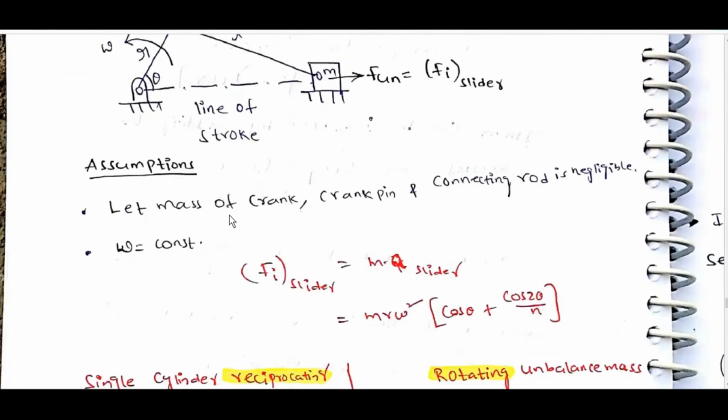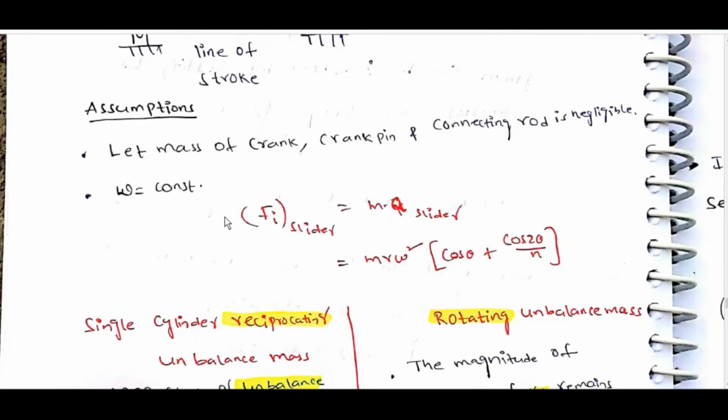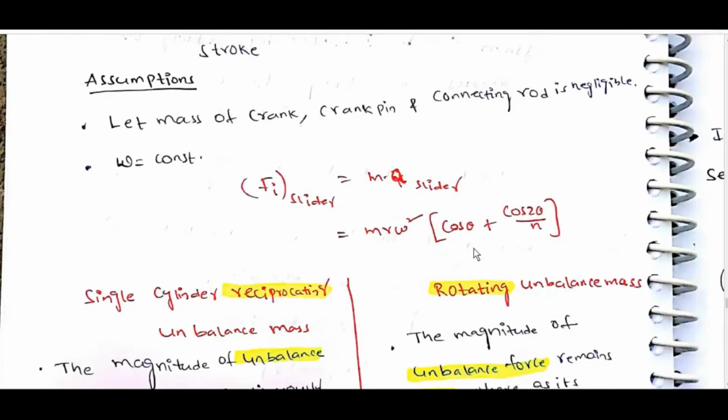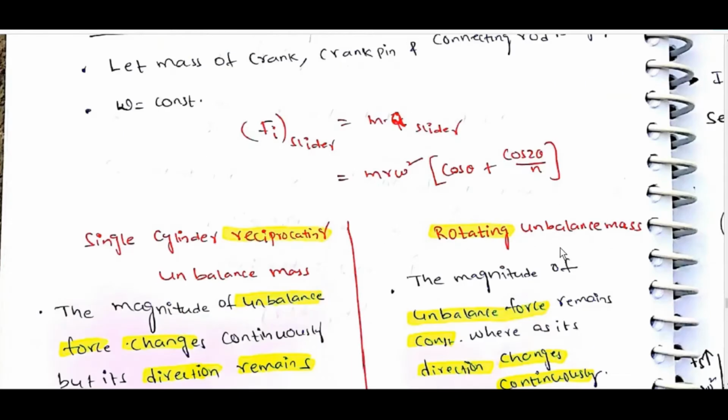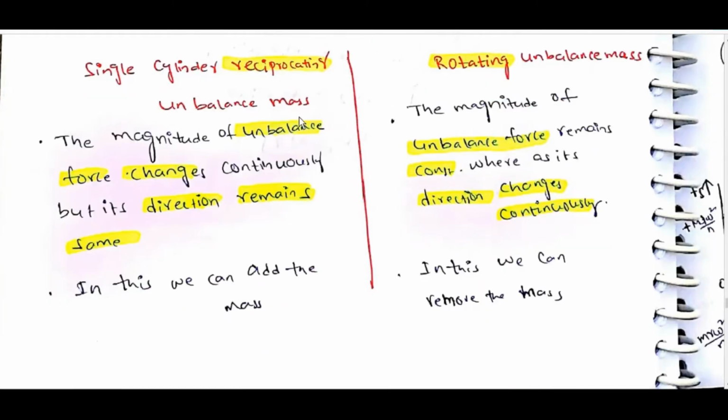Assumptions: the mass of crank, crank pin and connecting rod is negligible. Omega is constant. F inertia of slider is equal to M A slider, which is equal to m r omega square (cos theta plus cos 2 theta by n). Single cylinder reciprocating unbalanced mass: the magnitude of unbalanced force changes continuously, but its direction remains the same.